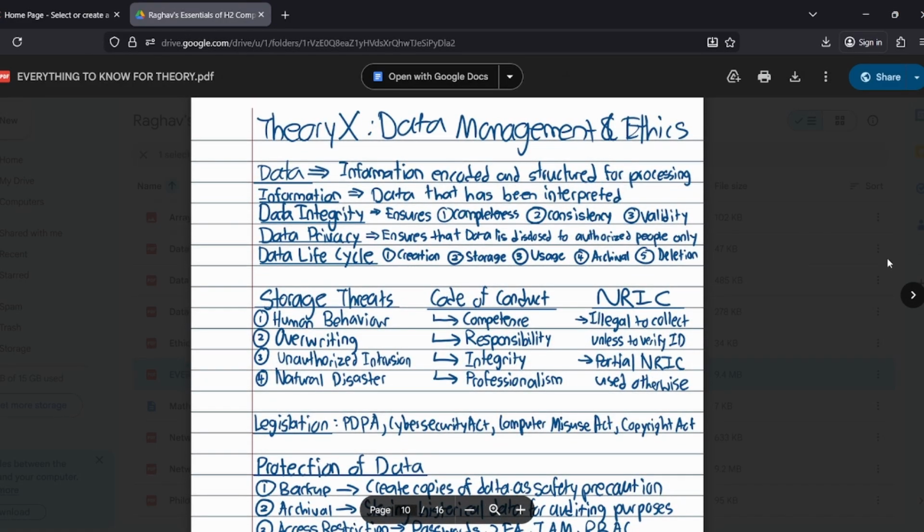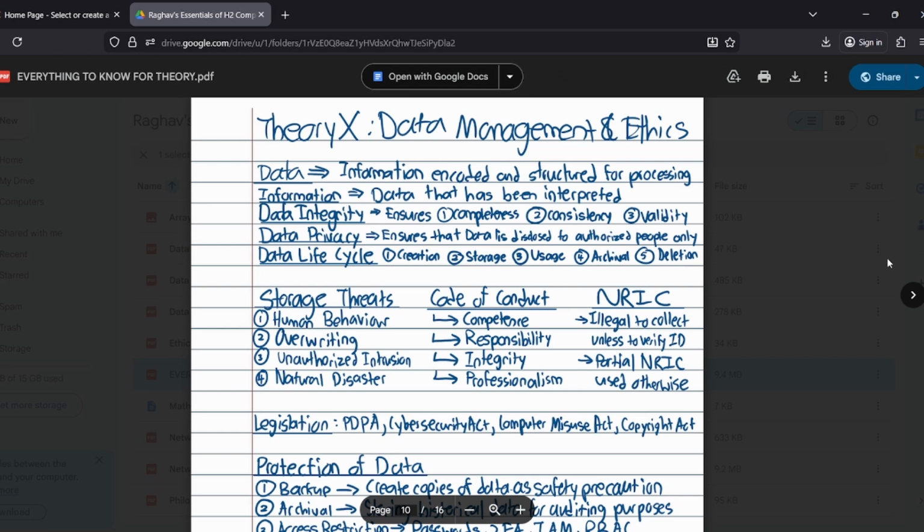So firstly, we have data. What is data? Well, weirdly enough, we do have to give a definition for data. Data is information that is encoded and structured for processing. Then what is information? Information is data that has been interpreted. So, if any of you like philosophy or law or debate or even have a remote interest in English, you'd understand that you can't have a circular definition like this. It's kind of garbage, but hey, I want marks, you want marks, let's just do it.